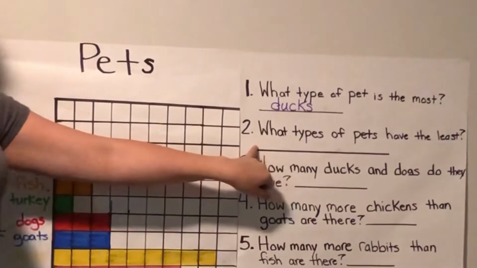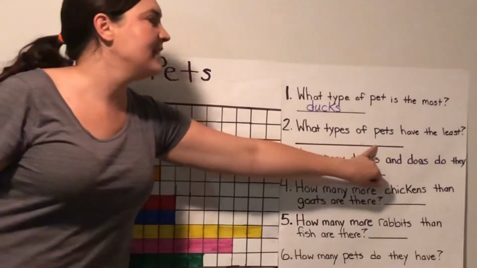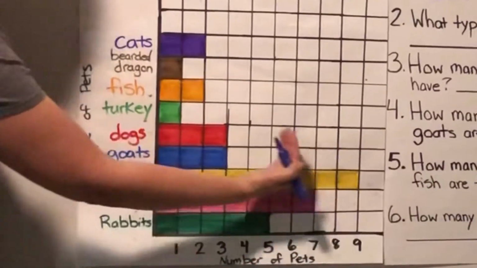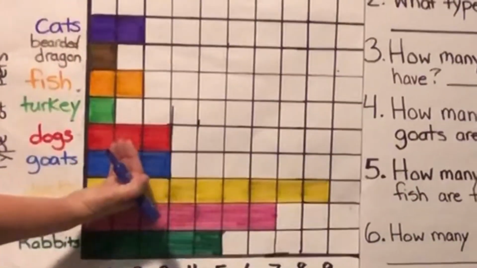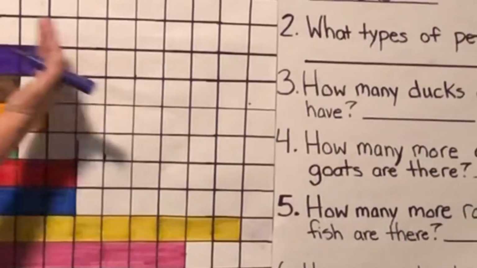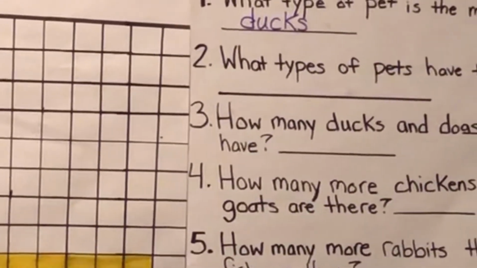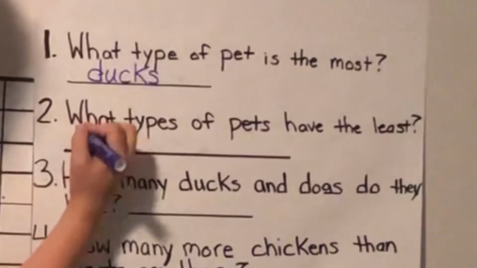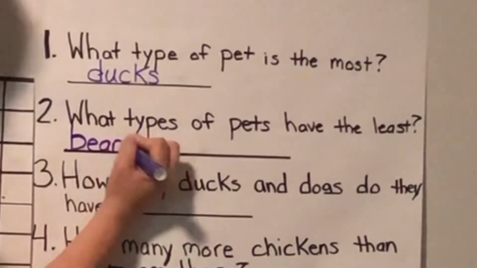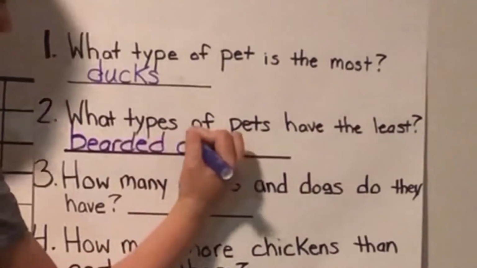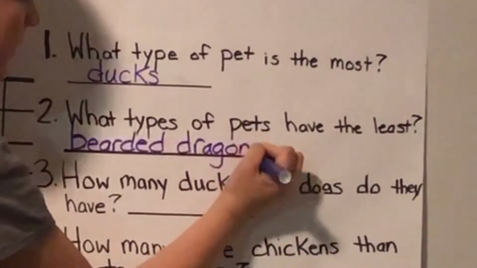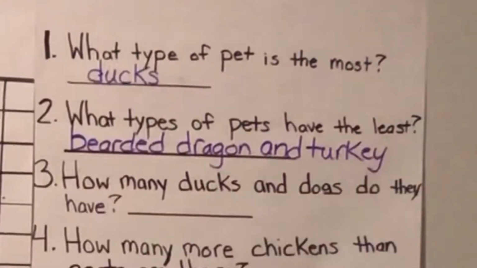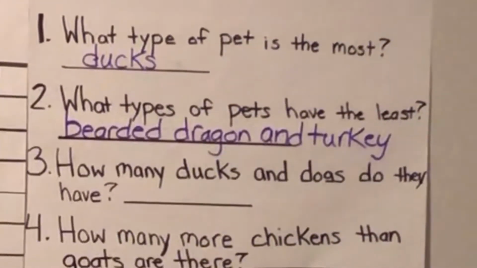So now, question 2 says, what types of pets have the least? So let's look. We can tell by glancing that we want to see which ones have the least. Not as many, less than any of the others. So I can see that bearded dragon and turkey are both at 1. Bearded dragon and turkey. Now we're ready to move on to question 3.